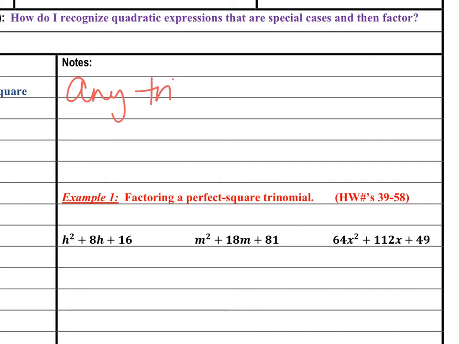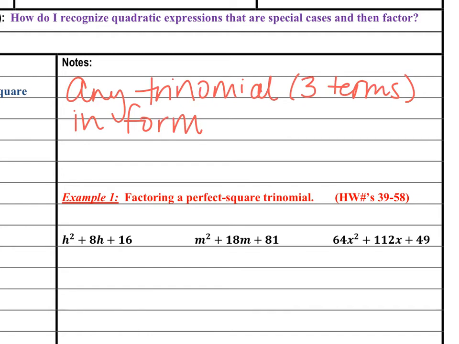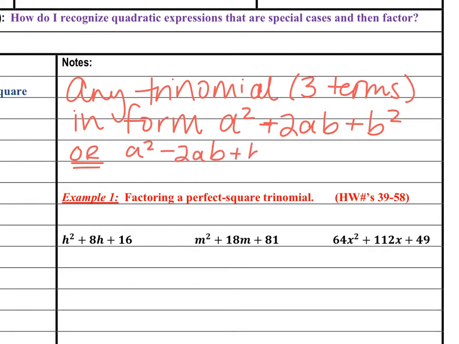A trinomial, which is how many terms? 3. In the form a squared plus 2ab plus b squared, or a squared minus 2ab plus b squared.